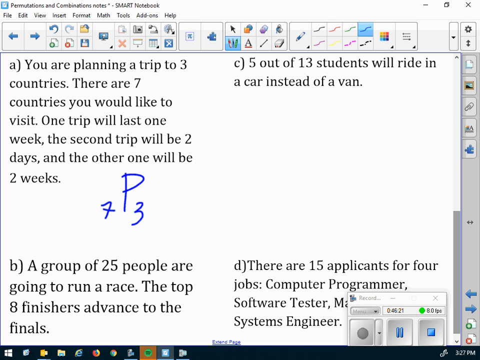Look at letter C. 5 out of 13 students will ride in a car instead of a van. No, it's not 5C13, it's 13C5.